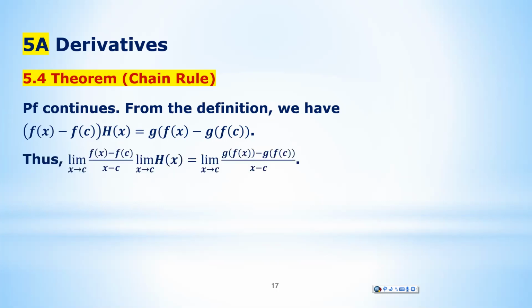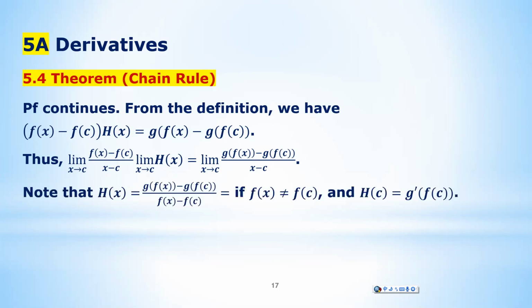All right, then I'm going to take a limit on both sides. First I divide by x minus c on both sides, then I take a limit. The left side consists of a product of two terms. The first is the limit of (f(x) minus f(c)) divided by (x minus c). The second is the limit of h. The right side is the limit of the quotient of the composition functions.